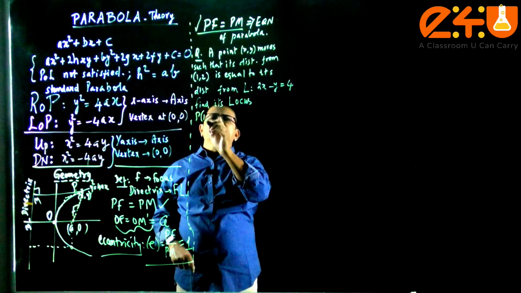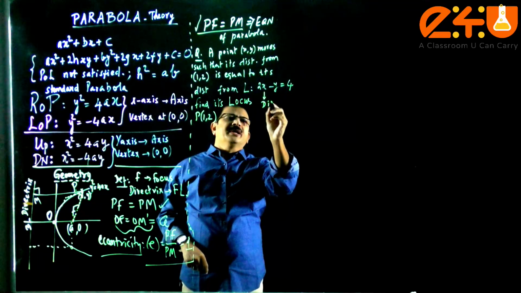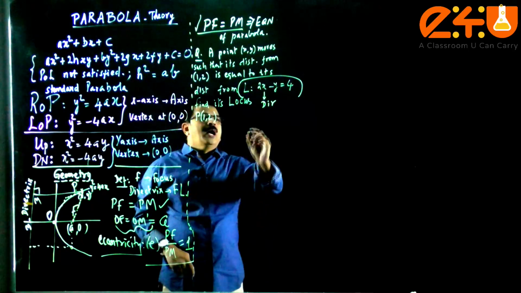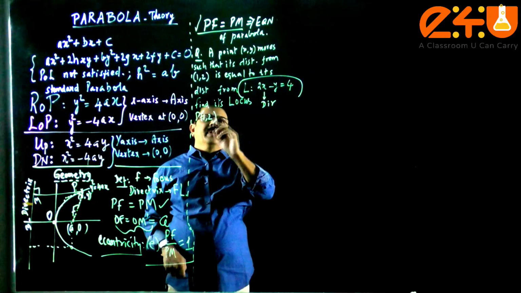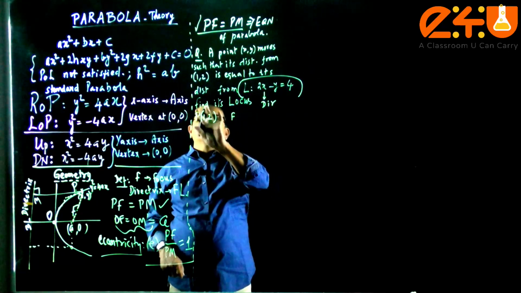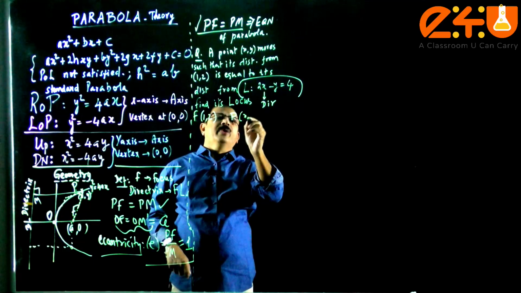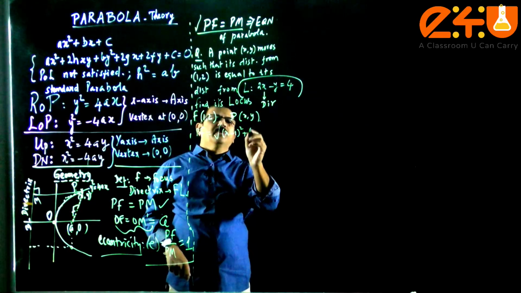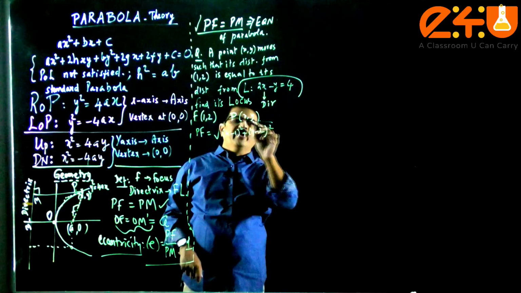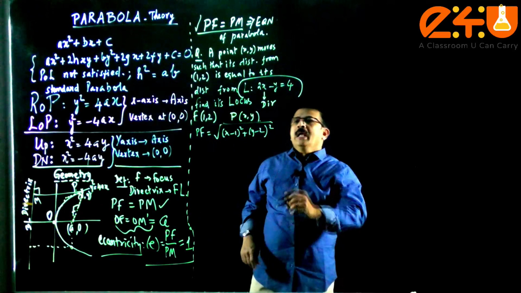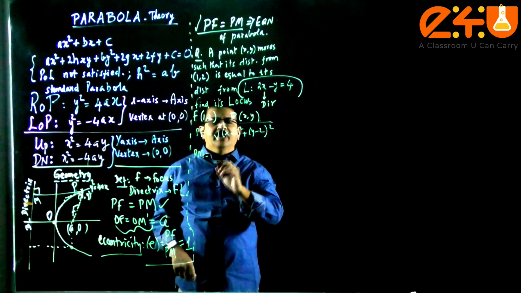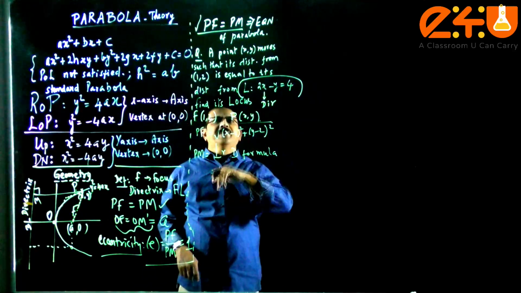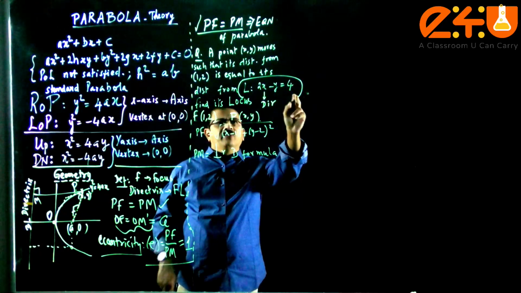So the focus F is (1, 2) and this is the directrix line, 2x minus y equal to 4. How do you get PM? PF is easy. F is (1, 2), P is any point (x, y). So PF is the square root of (x minus 1) whole squared plus (y minus 2) whole squared, using the distance between two points formula, which you know from class 10. What about PM? This also you know, the perpendicular distance formula, of the point (x, y) from the directrix line 2x minus y equal to 4.